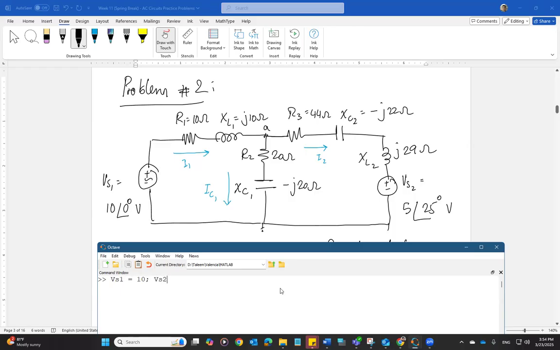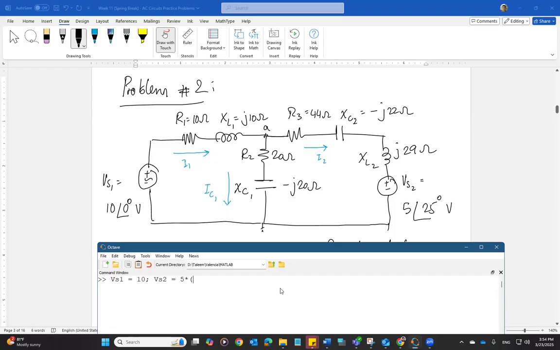My VS2 is 5 angle 25, so 5 times. And again, instead of doing this over and over again with cosine and sine, in the software class we did create a function. You can use that function to convert your polar form into rectangular form and give you the rectangular form. So that can be used easily. I'm pretty sure I have that, but I forgot the name of that function.